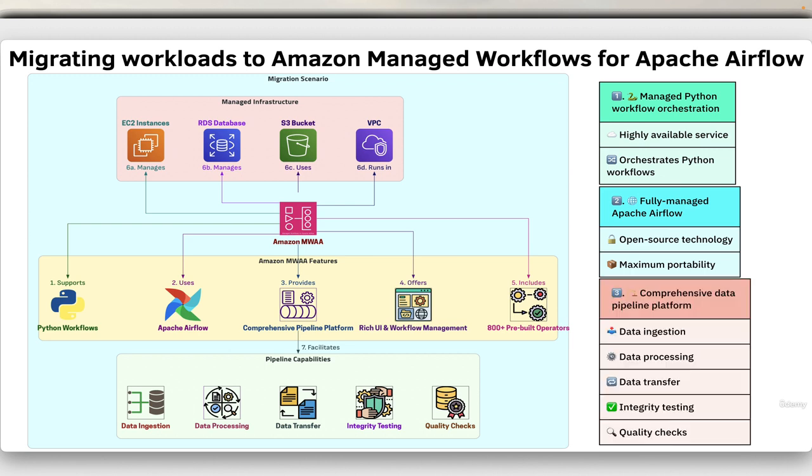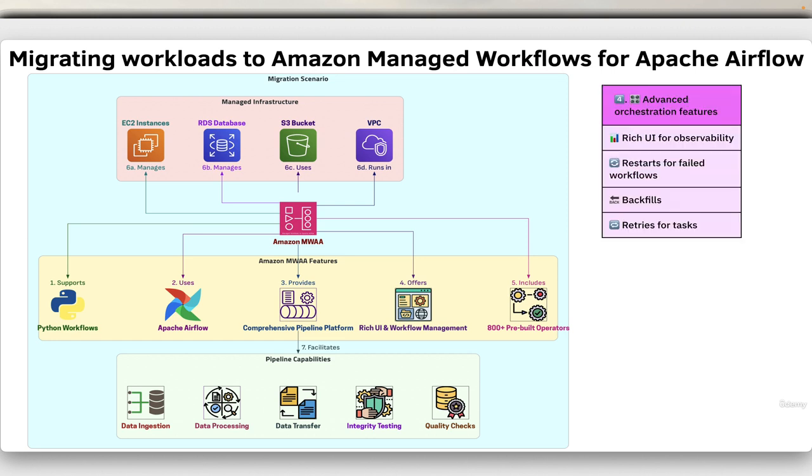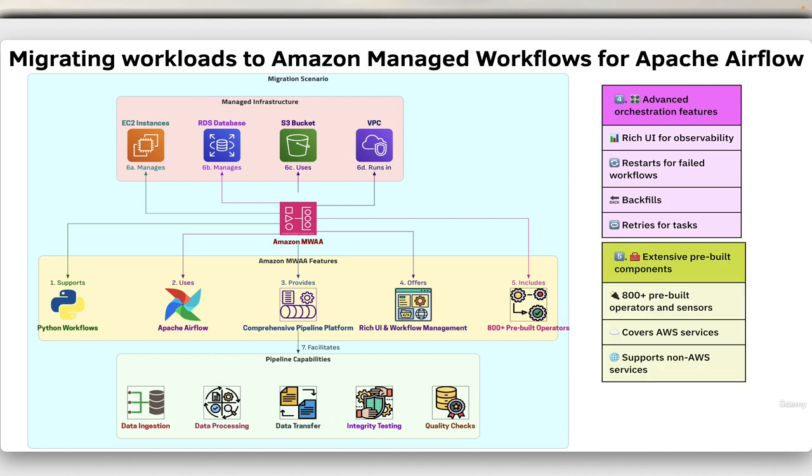You require a single platform that can handle all aspects of your data pipeline, including ingestion, processing, transfer, integrity testing, and quality checks. You are looking for a service designed for data pipeline orchestration with features such as a rich user interface for observability, restarts for failed workflows, backfills, and retries for tasks. And lastly, you are looking for a service that comes with more than 800 pre-built operators and sensors covering AWS as well as non-AWS services.